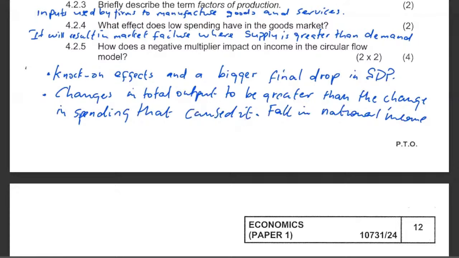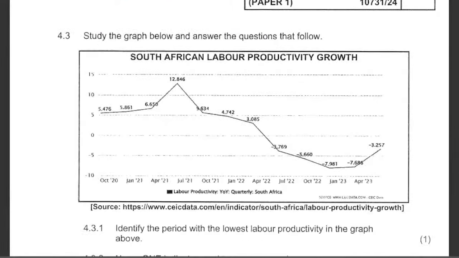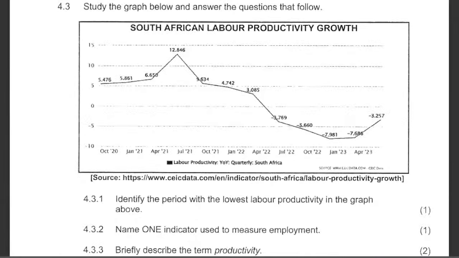Okay, right, grade 12s. So now let's move on to the next question, which is 4.3. So now 4.3 reads as follows. Study the graph below and answer the questions that follow. So now we have South African labor productivity growth, and we have some axes there. We also have the curve that shows labor productivity from October 2020, January 2021, April 2021, July 2021, October 2021, January 2022, April 2022, July 2022, October 2022, and also January 2023, and April 2023.